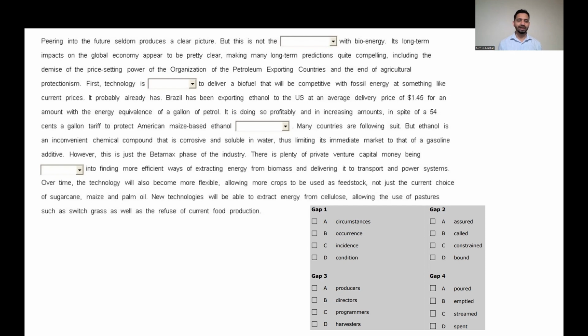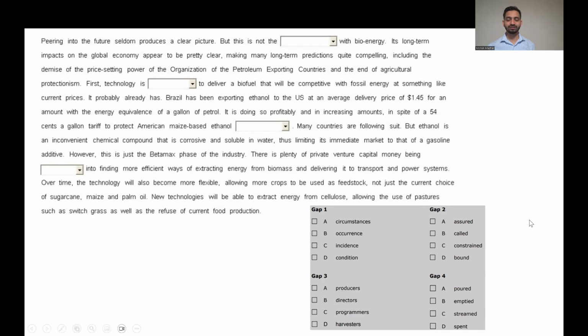Money is being poured into finding more efficient ways of extracting energy from biomass and delivering it to transport and power systems. Over time, the technology will also become more flexible, allowing more crops to be used as feedstock, not just the current choice of sugarcane, maize, and palm oil. New technologies will be able to extract energy from cellulose, allowing the use of pastures such as switchgrass, as well as the refuse of current food production.